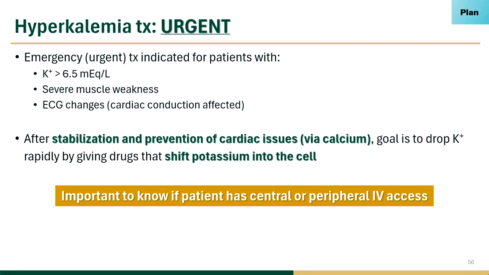In an emergent situation, either symptomatic, so severe muscle weakness, the potassium's over 6.5, or if they've already experienced EKG changes or ECG changes, then you would slot into this urgent treatment. So what you do first is you protect the heart through administering calcium, and calcium lowers the energy that is required to propagate the heart rhythm. So that's why you would administer it. It has nothing to do with the potassium. It has to do with protecting the heart. And then the next step is to administer drugs or substances that shift potassium inside of the cell.